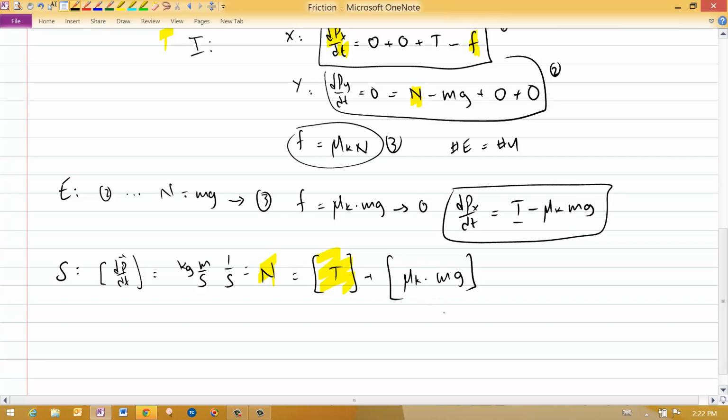It's this one that I've got to worry about. So the units of mu_k are dimensionless. The units of the mass are kilograms. The units of g is meters per second squared, which together give a newton. So yes, I do have the correct units here.